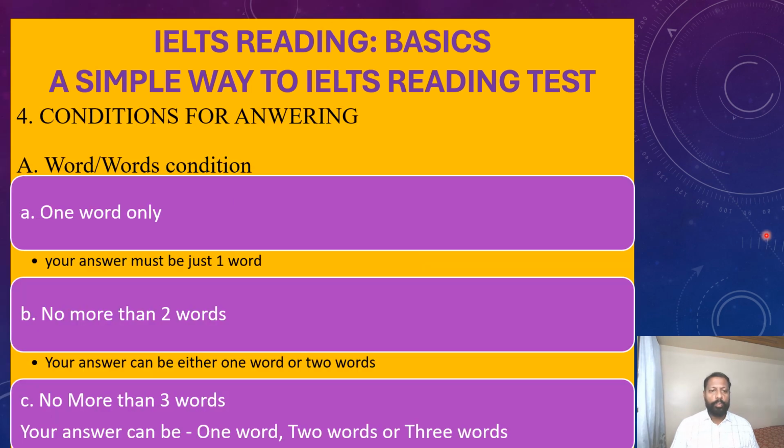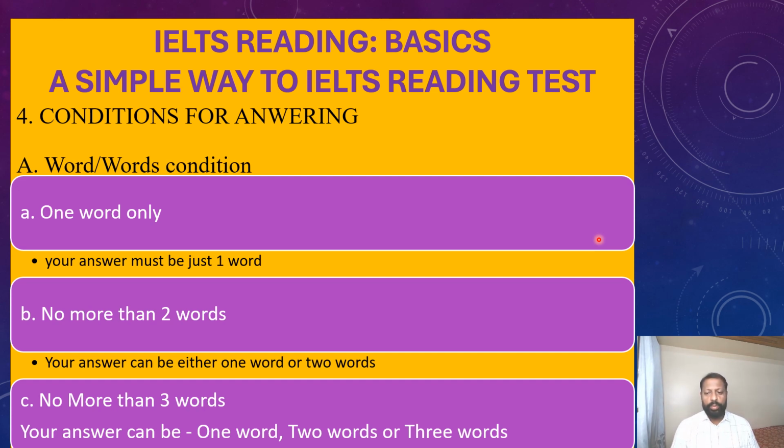And now let's move on to the conditions for answering. You cannot write whatever you want. There are some conditions stipulated in answering each set of questions. Let's look at those conditions one by one. First one, the word or words condition. It would tell you how many words your answer must be, for example, whether it should be 1 word, 2 words, and so on.